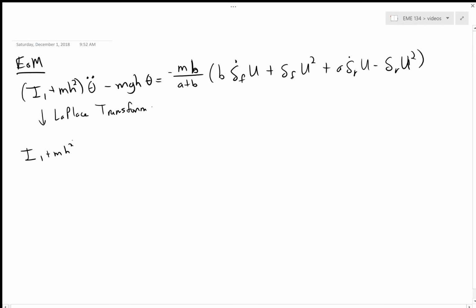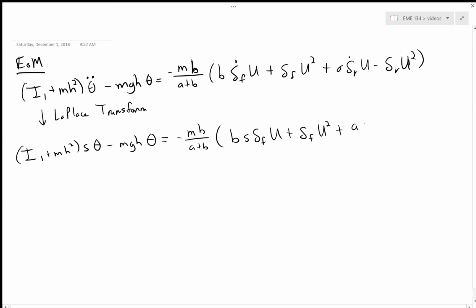So I can write (I1 + mh squared) s squared theta instead of theta double dot, minus mgh theta. And these thetas are now a function of s in the Laplace domain. And then I've got mb over a plus b times U. I have a delta f dot, so I'll get a s delta f U plus delta f U squared, plus a s delta r U minus delta r U squared. Alright, so now I have an algebraic representation in the Laplace domain where theta, delta f, and delta r are my primary variables here.